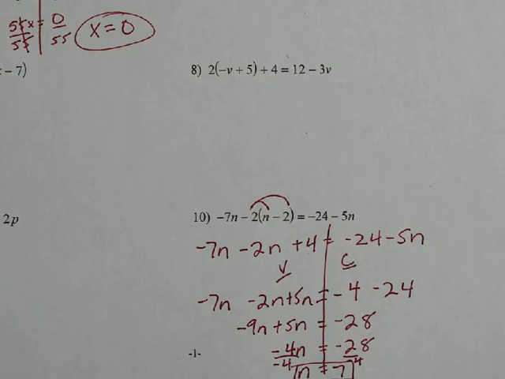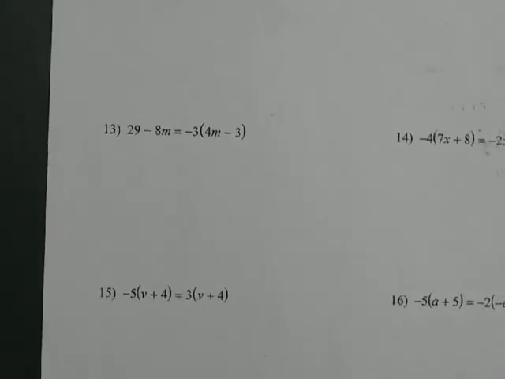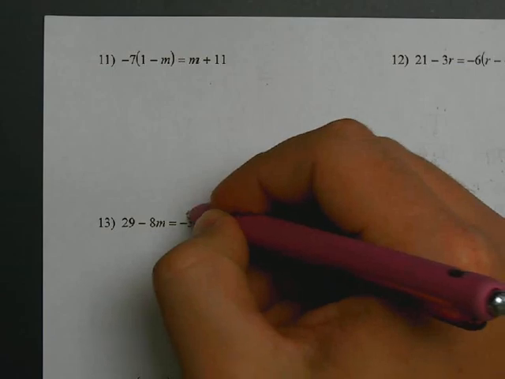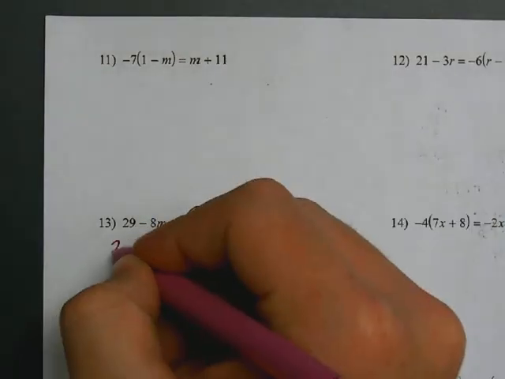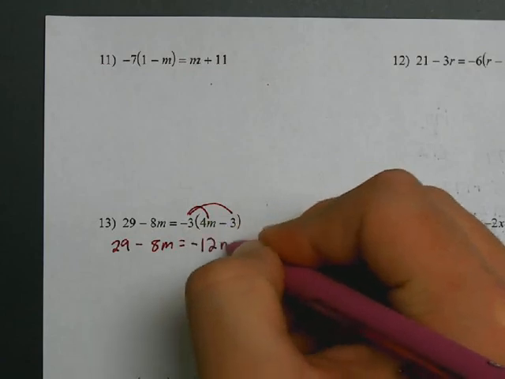Okay, and then from there going to the back, I'll work 2 on the back. Let's look at number 13. So for number 13, I'm going to distribute the negative 3n first. I have 29 minus 8m equals negative 12m plus 9.